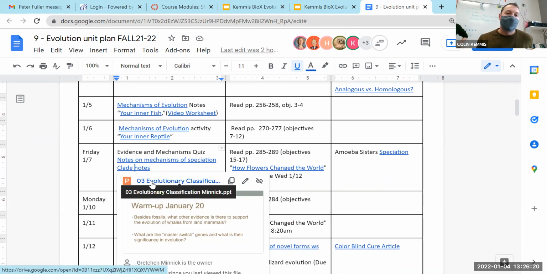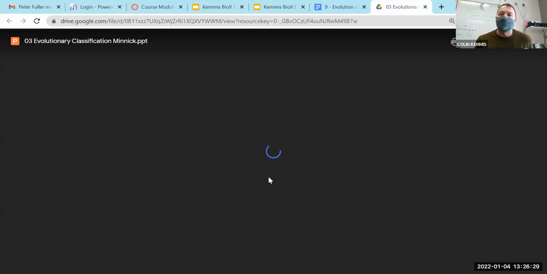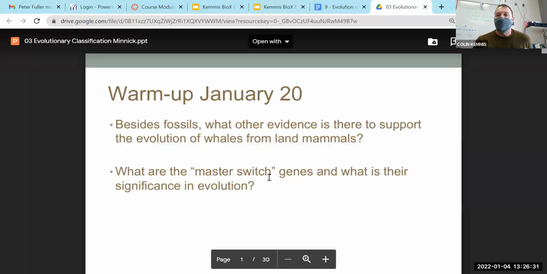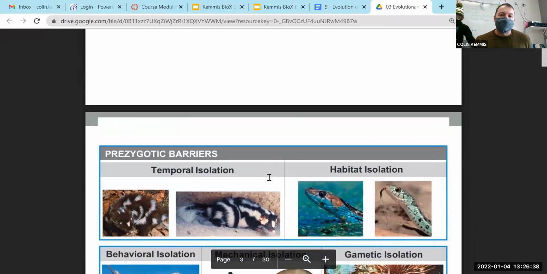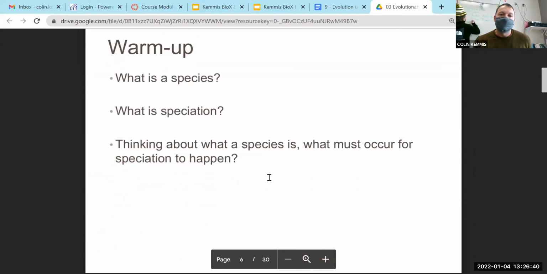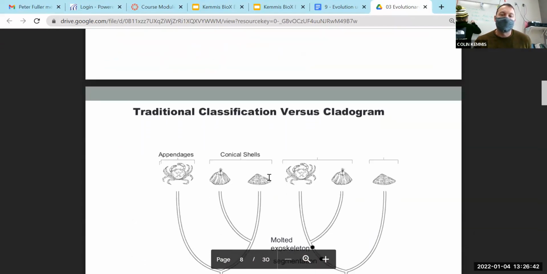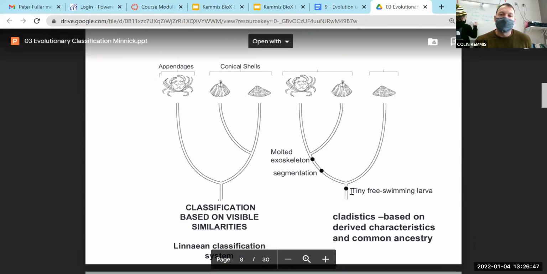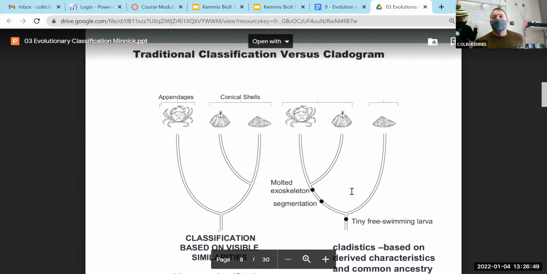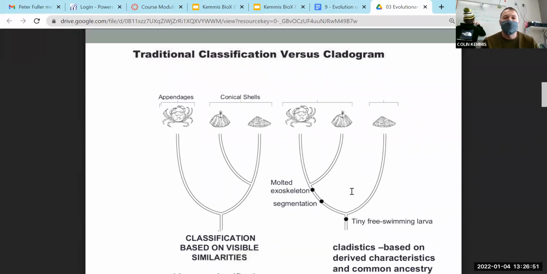Who else? All right, here is the clade note. So let's talk about how do we organize living things over time, and how do we put them into a chart to show how they're related and how long ago they had a common ancestor. So let's take a look at these. There's a little bit of review from the speciation stuff here. And then we really want to focus on this tree-type diagram here of how to organize living things.